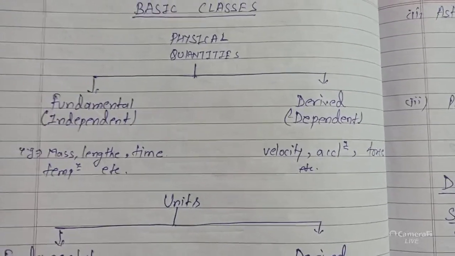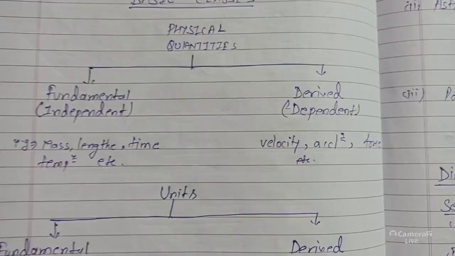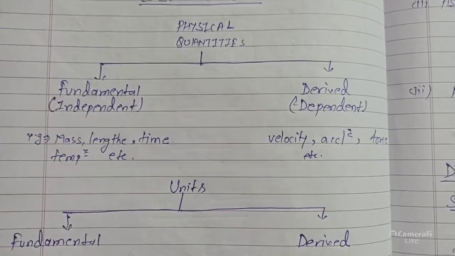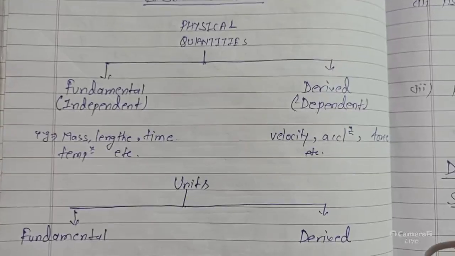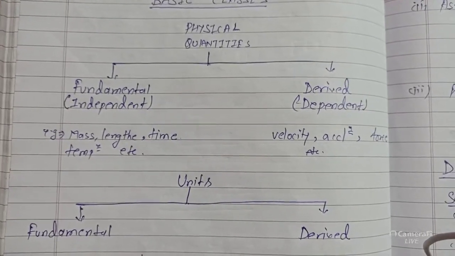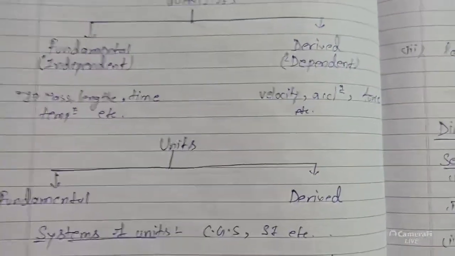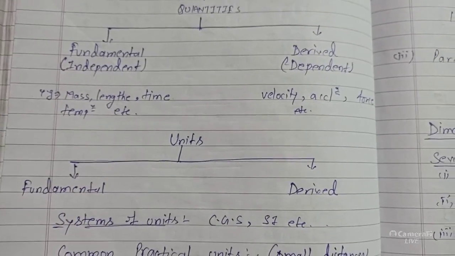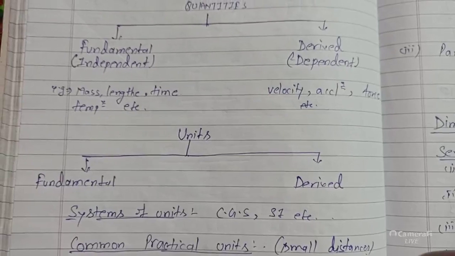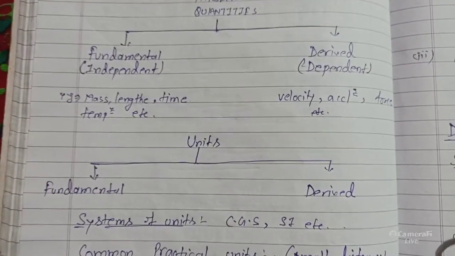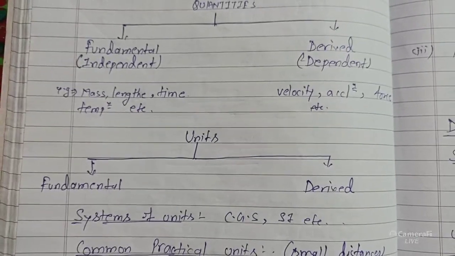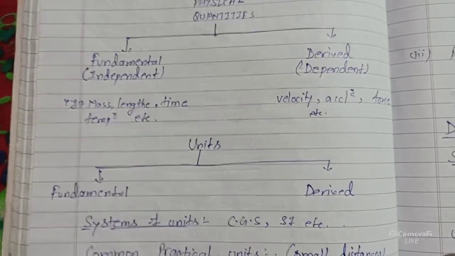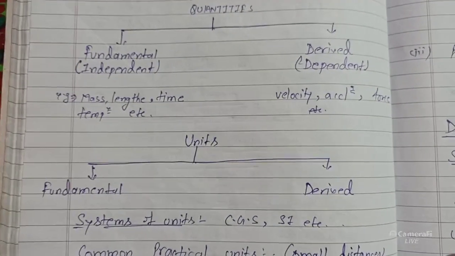As we have already discussed, a fundamental quantity is one which is independent; it does not depend on any other quantity to define or measure itself. For example, mass. Length and time are also fundamental quantities. And what is a derived one? For example, velocity and density. How is velocity a derived quantity? What is the formula of velocity? Displacement by time. So it depends on two physical quantities, displacement and time. So these are derived quantities.